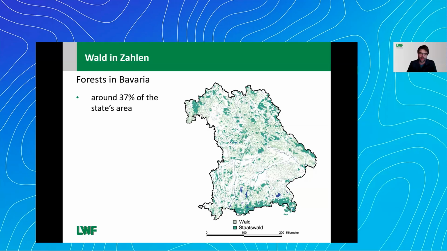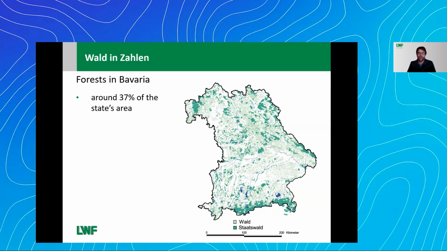As you can see, the state-owned forest is concentrated in the south and on the Bohemian border in the east and in the Franconian forests in the north. And the rest is private forests.